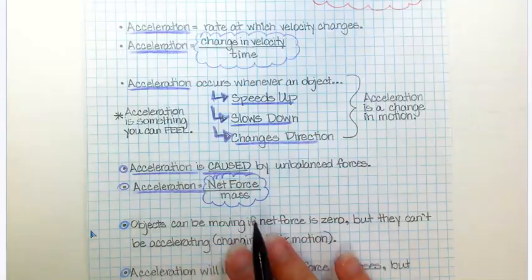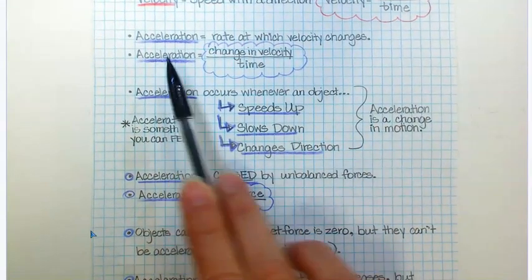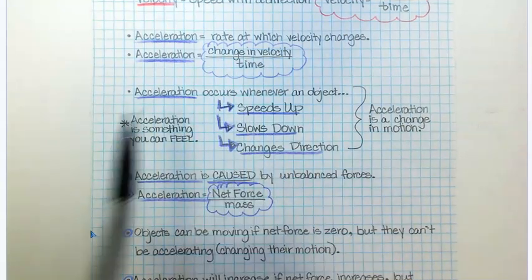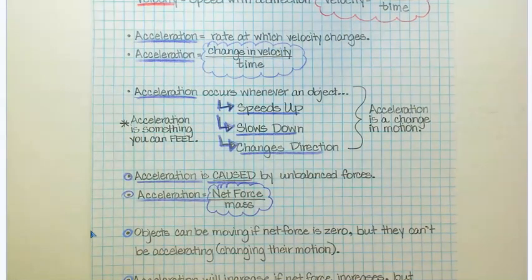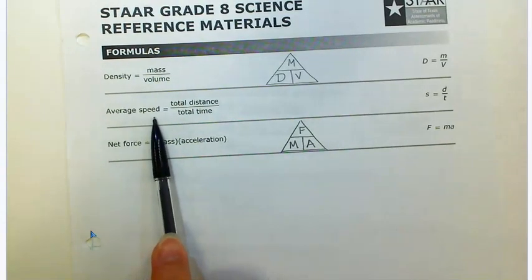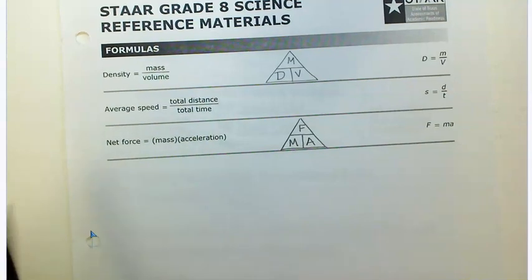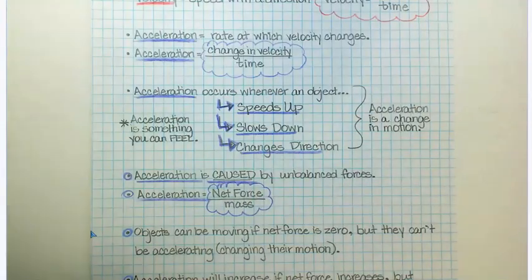Just a reminder, you can also calculate acceleration by change in velocity divided by time. That's not on your formula sheet, and they usually don't ask that. They do actually give you the formula for speed, which is distance divided by time. So those are the only formulas that they give you. And of course, the other side of this sheet of paper is the periodic table.